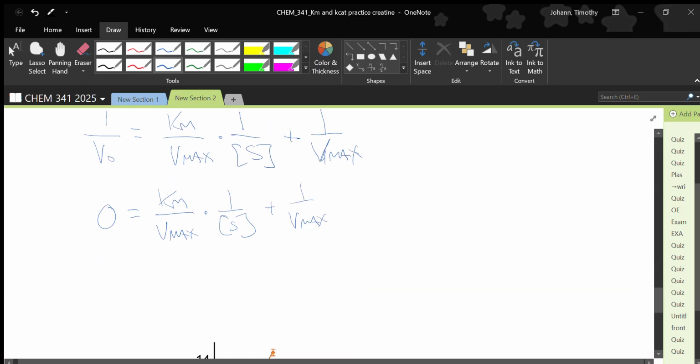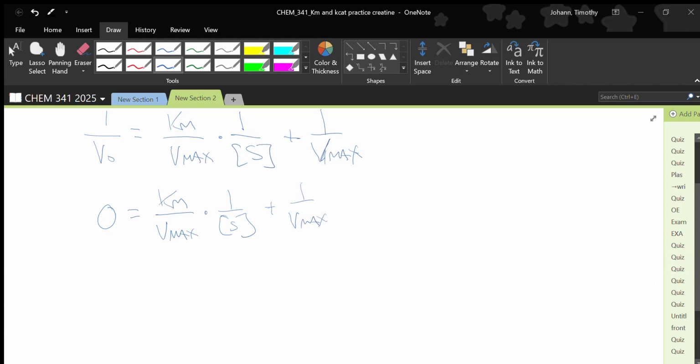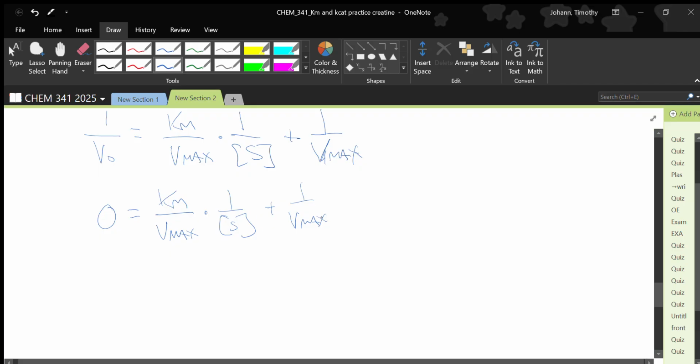I haven't done this in a while, so I didn't practice it beforehand, so I'm hoping that algebra won't let me down. But we want to solve for Km, right? Okay. So we need to get Km by itself. To do that, what am I going to do? I'm going to subtract 1 over Vmax from both sides.